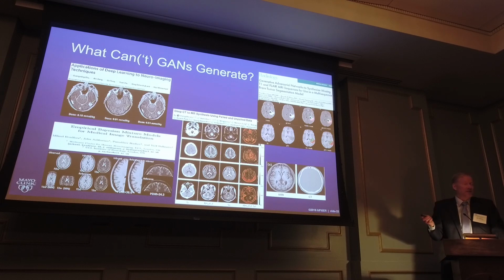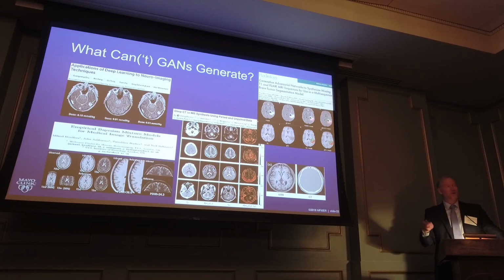Historical data sets oftentimes don't have everything. So these are just some of the examples of how we can often create images that we would otherwise have to acquire, spending money essentially to acquire.